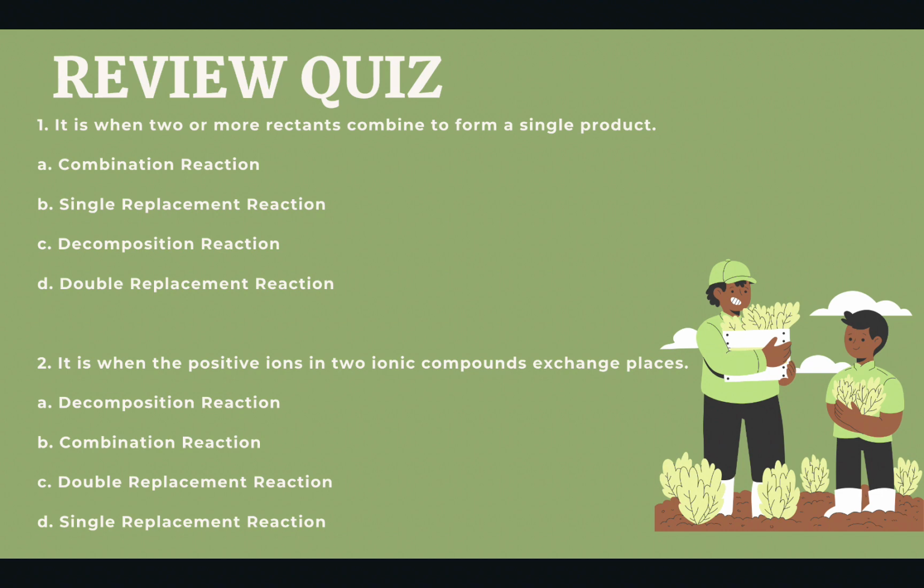Number 2. It is when the positive ions in two ionic compounds exchange places. A. Decomposition reaction. B. Combination reaction. C. Double replacement reaction. D. Single replacement reaction.